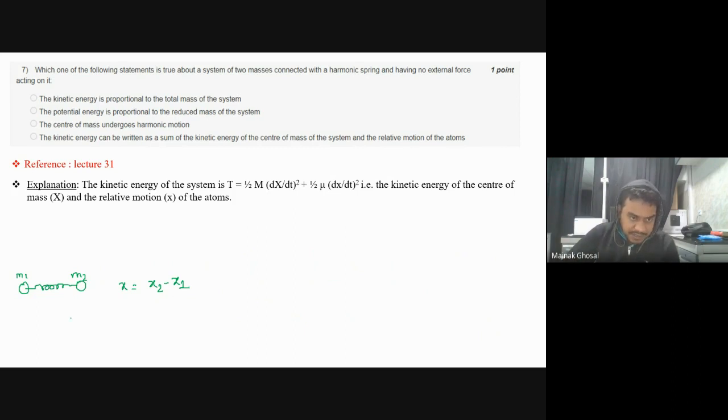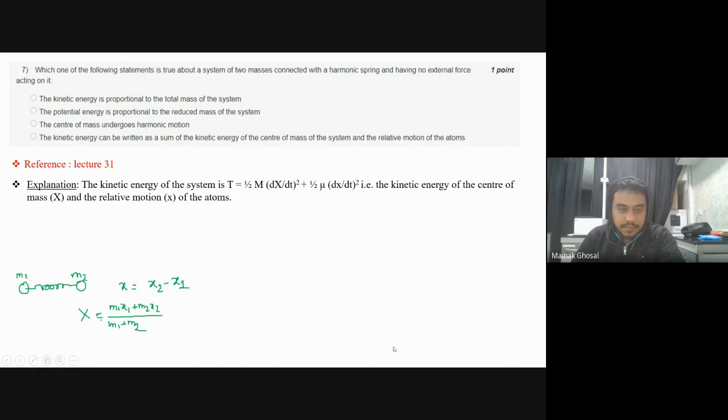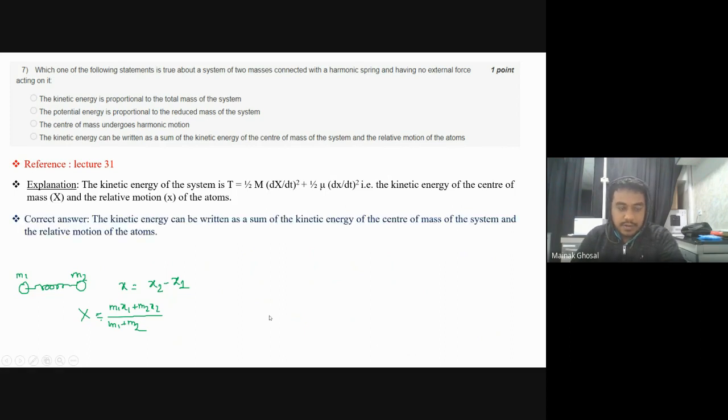Same thing for the center of mass. What will be the center of mass? If we know the center of mass coordinate x, I can express it as m1 x1 plus m2 x2 divided by m1 plus m2. Okay, so I'm taking a new slide where I'm going to discuss this.